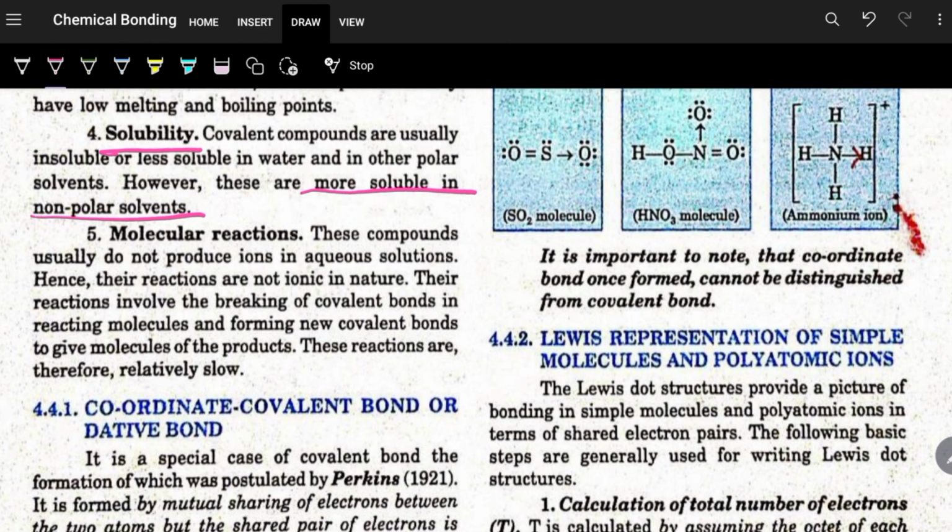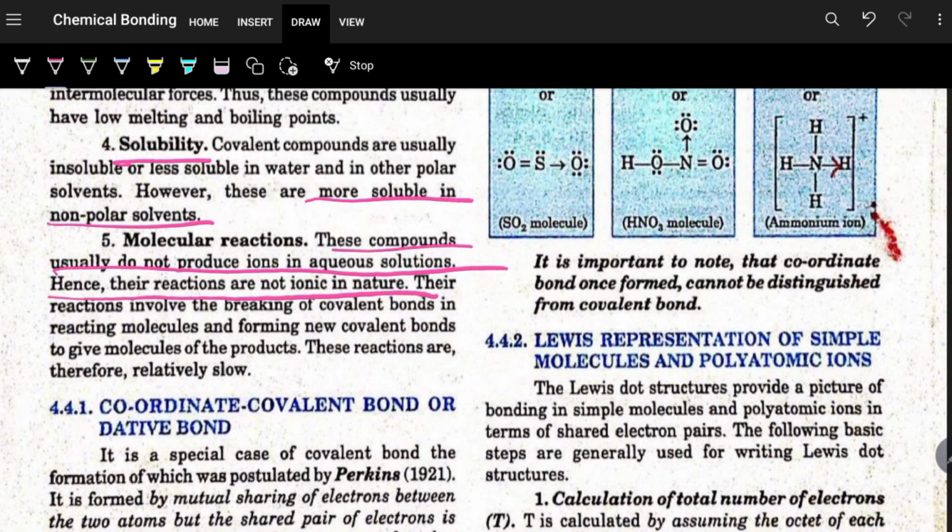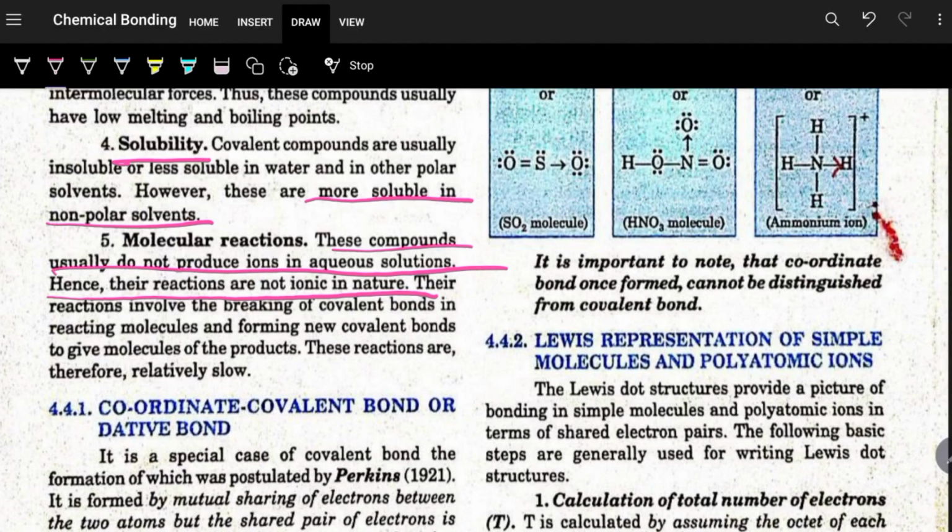Now, molecular reactions: these compounds usually do not produce ions in aqueous solutions. Hence, their reactions are not ionic in nature. Whereas with ionic compounds, whenever you take some ionic compound in a solvent which has a high dielectric constant value, it will easily and readily generate the ions that help in reactions where the ions are involved.